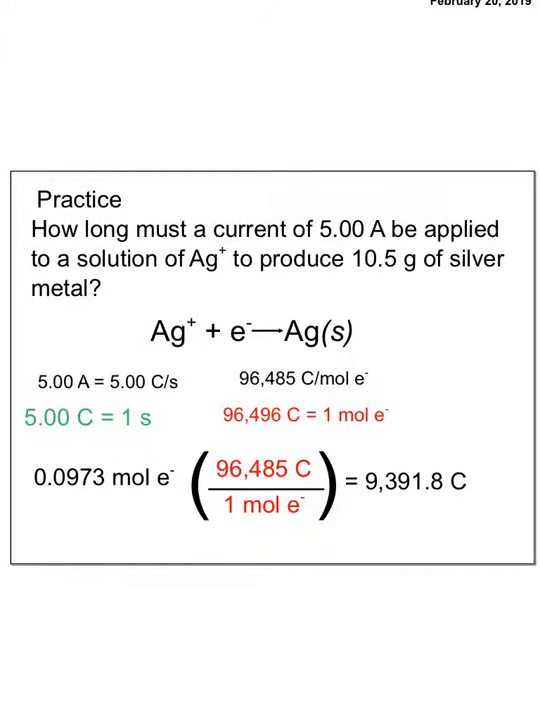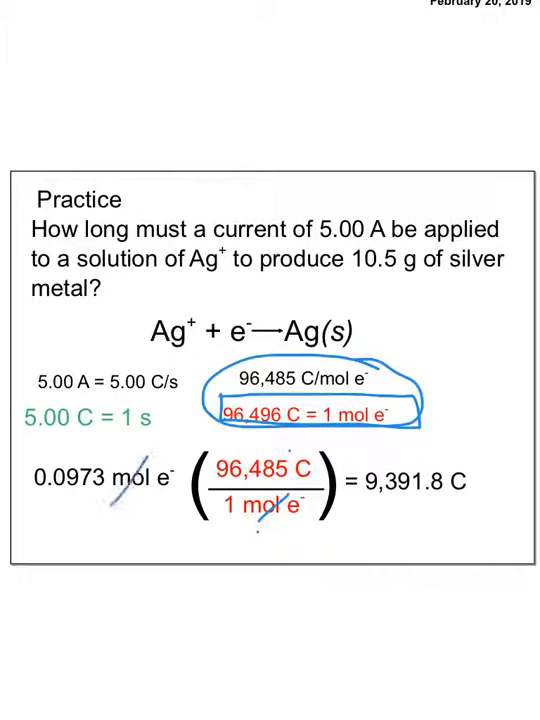So now that I have moles of electrons, I'm going to use Faraday's constant, and if you look at this red here, I have it as an equality, so I can decide which part's going to go on top and which part's going to go on bottom of this fraction, and I want the units to cancel. So I'm going to put the 96,485 coulombs on top and 1 mole of electrons on bottom, because I don't actually have 1 mole of electrons, I only have 0.0973 moles of electrons.